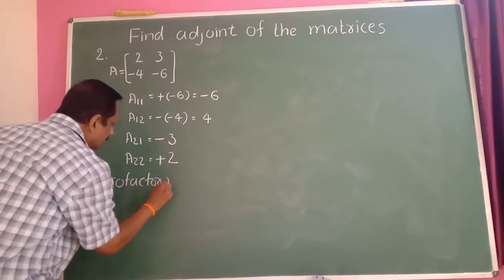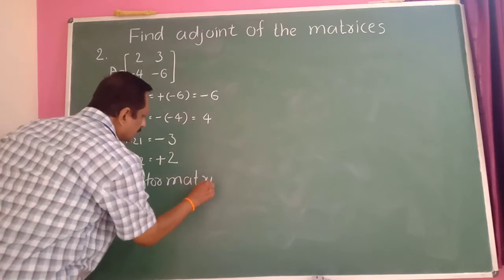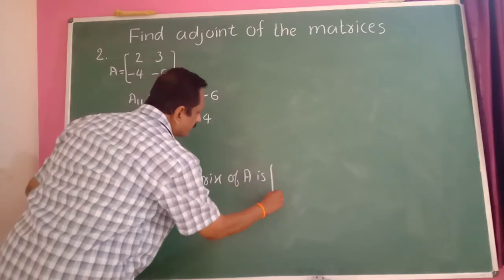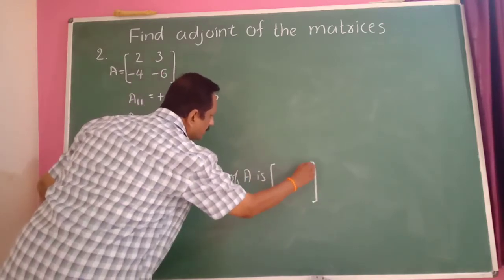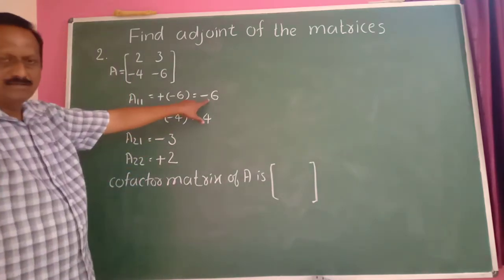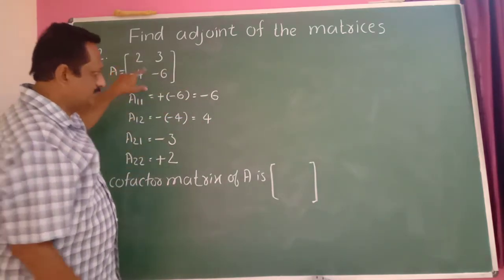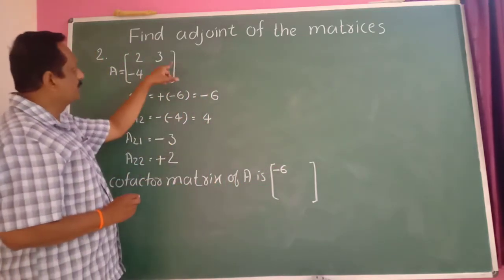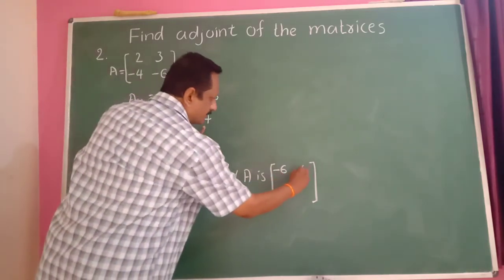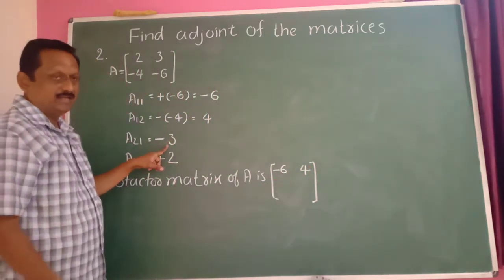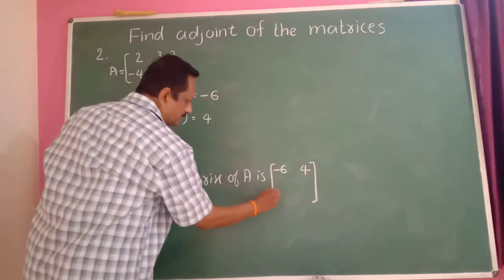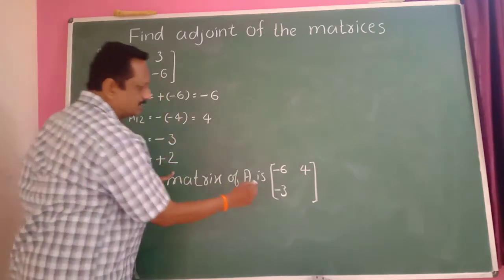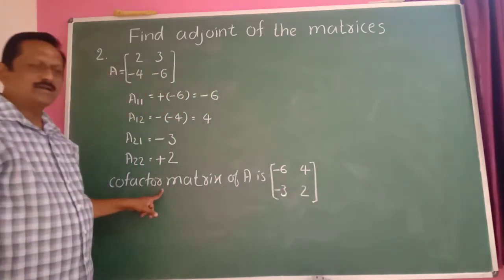Cofactor matrix of A is this. Observe here: minus 6 is the cofactor of this element, so right here minus 6. 4 is the cofactor of element 3, so right here 4. And minus 3 is the cofactor of this element, so right here minus 3. Then plus 2 is the cofactor of this element, so right here 2. So it is a cofactor matrix.